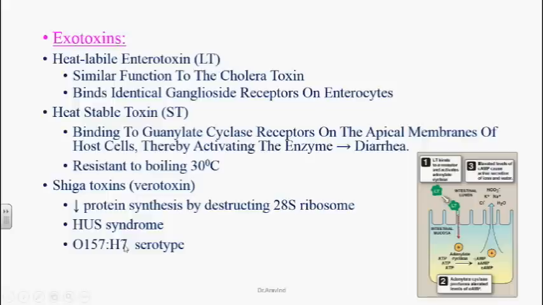And this O157:H7 serotype majorly transmits to humans from bovine origin, by eating improperly cooked beef, cheese, or unpasteurized milk. Humans get affected, especially children and adults.